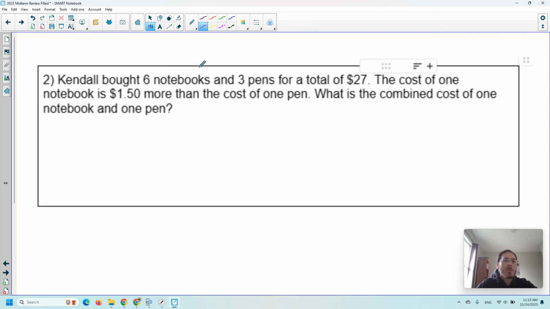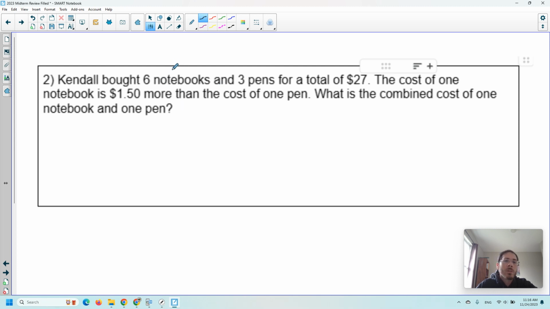For number 2, Kendall bought 6 notebooks and 3 pens for a total of $27. The cost of one notebook is $1.50 more than the cost of one pen. What is the combined cost of one notebook and one pen? All right, so this one's pretty tricky, but so let's see.